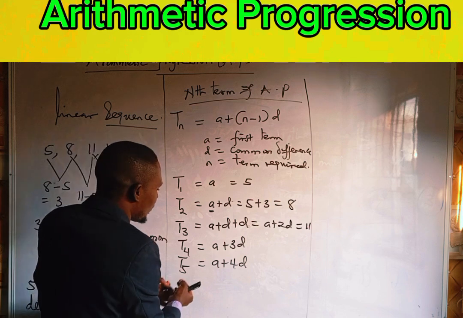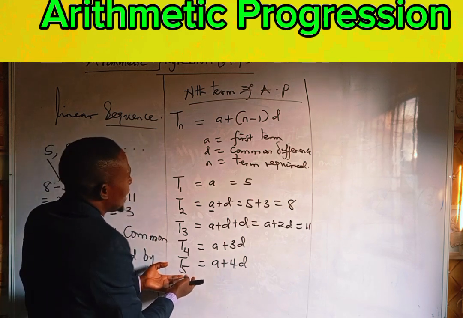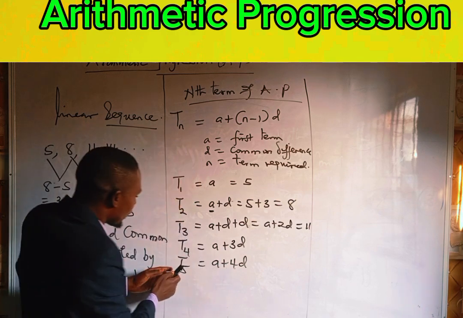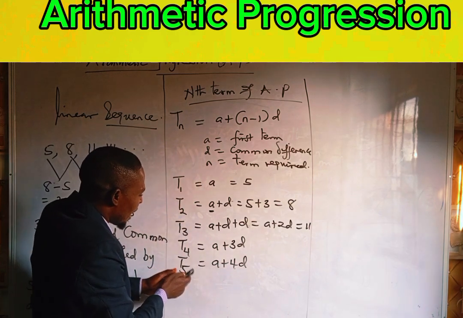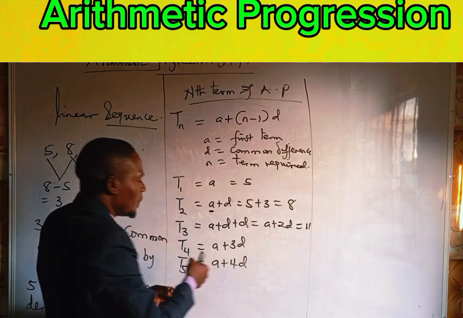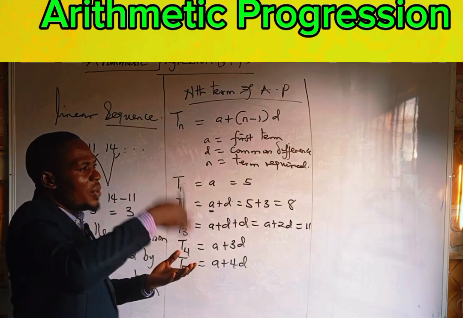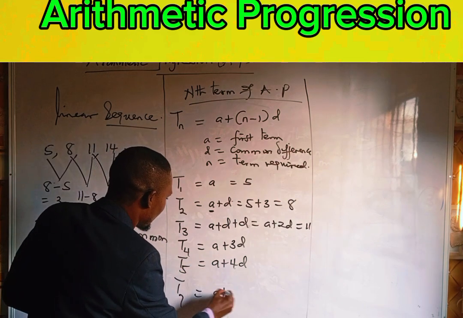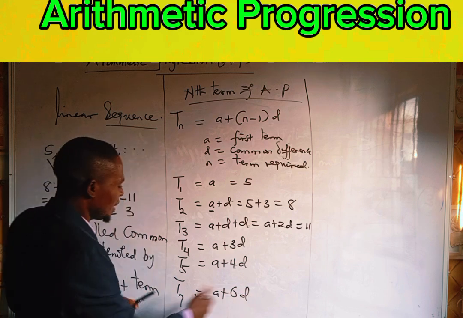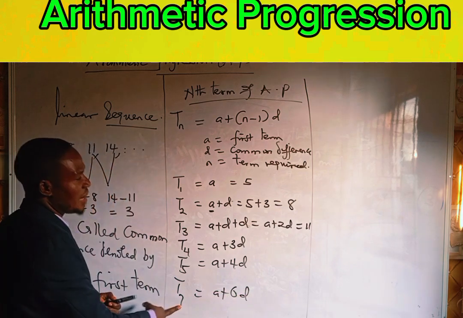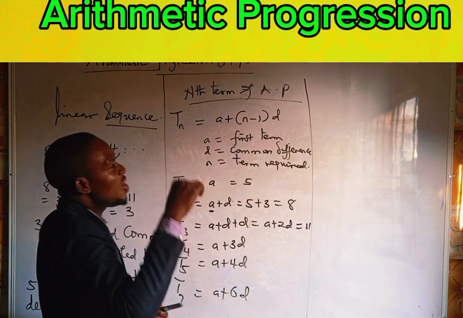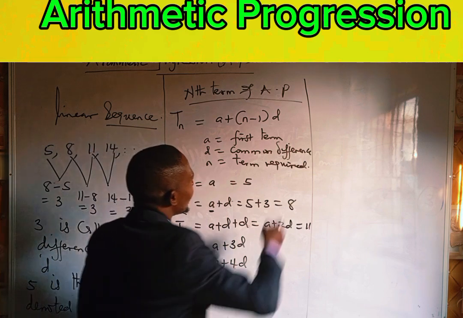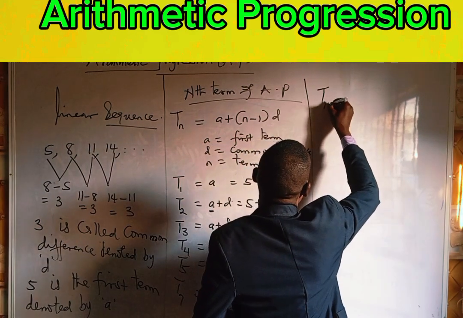I just want to give you the shortcut, in case you do not remember this formula, you can use this. So when you have to find the fifth term, just do A plus 4D. Seventh term, A plus 6D. See, T7 will be what? A plus 6D. See, 6 is 1 less than the term required. If you have to find the 100th term, it will be what? A plus 99D. Look at it. If you have T100, it will be A plus 99D.